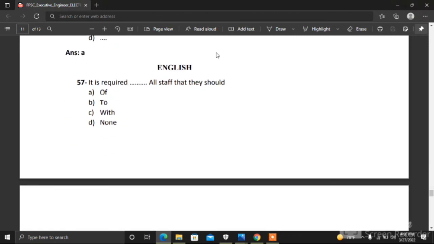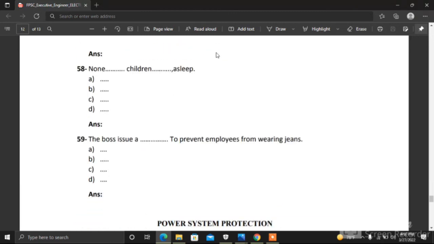Next is English portion. It is required by all staff that they should follow. The sentence is not complete here because I could not exactly remember the complete sentence. This is the English portion. You must practice it yourself.